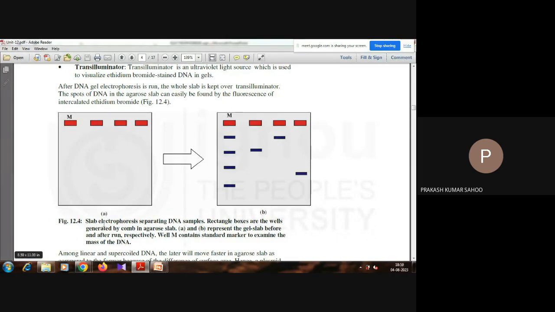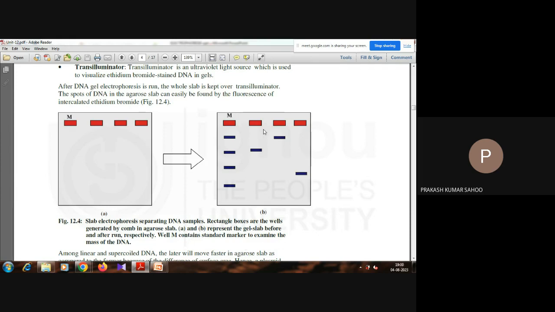So we have just A and B. A shows slab electrophoresis separating DNA samples. The rectangular boxes are the wells generated by the comb in the agarose slabs. So these are the gel plates, or gel slabs. A and B represent the gel slab before and after the run. This is before and this is after the run of the gel electrophoresis. Well M is a well containing a standard marker to examine the mass of the DNA.